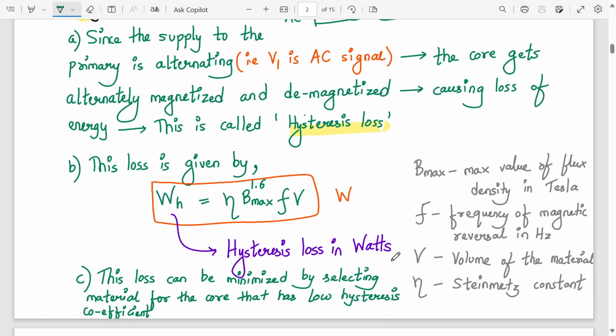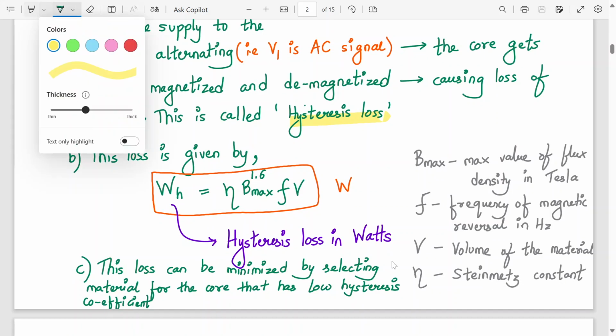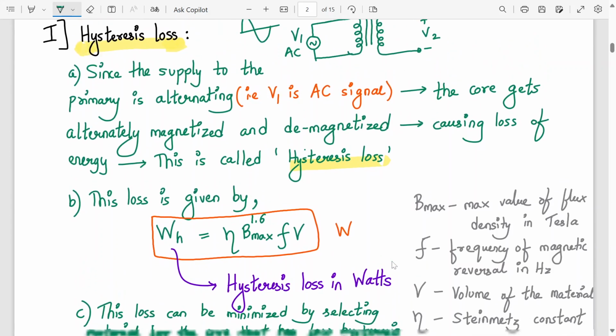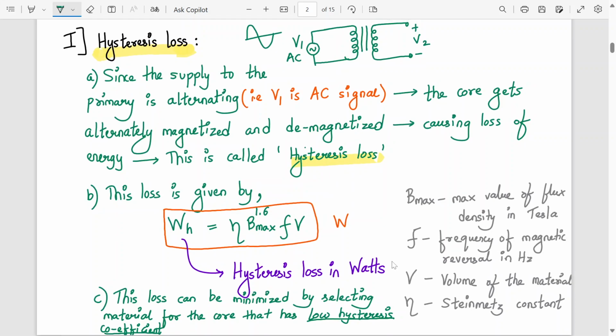Okay. So how to reduce this loss? This loss can be minimized by selecting a material for the core that has a low hysteresis coefficient. So you search for a material which has a lower hysteresis coefficient. Alright? Any doubts regarding hysteresis loss? If they ask you in the exam, you have to write at least a few points about it.